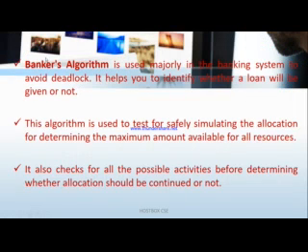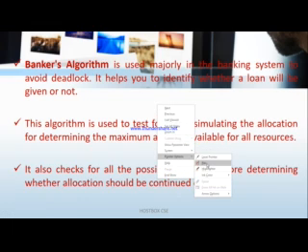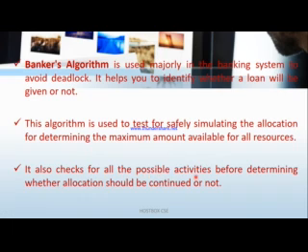Generally, deadlock avoidance with the Banker's algorithm provides a dynamic algorithm to avoid deadlock completely. Moreover, it examines the resources and supports the maximum resources for allocation. Banker's algorithm is used majorly in the banking system to avoid deadlock. This algorithm helps to identify whether a loan will be given or not, like in banking. It is used to test safety by simulating the allocation for determining the maximum amount available for all resources, and it also checks all the possible activities before determining whether allocation should continue or not.